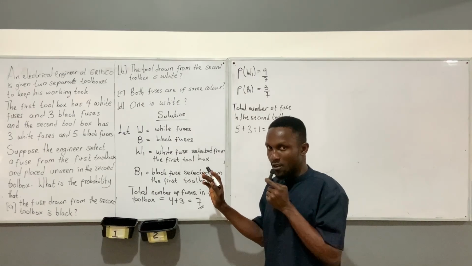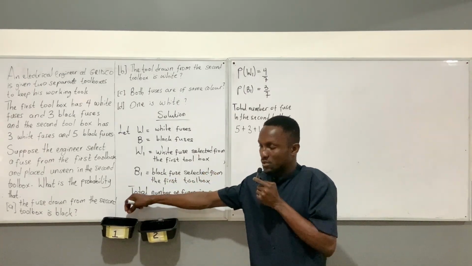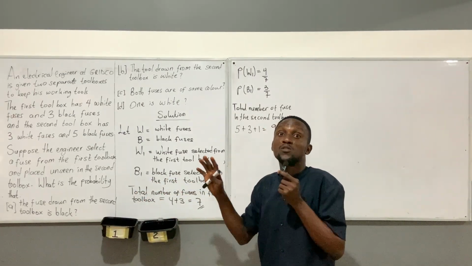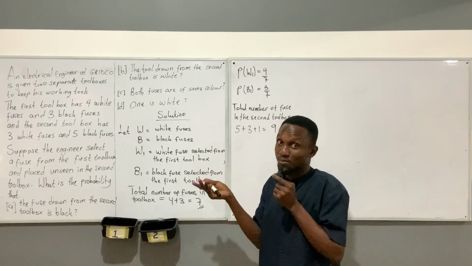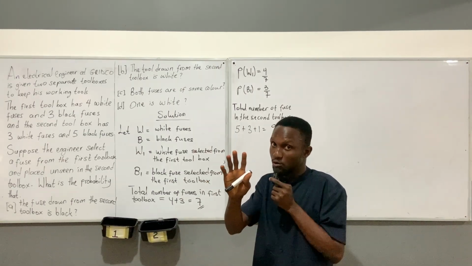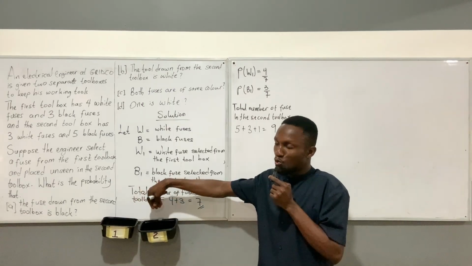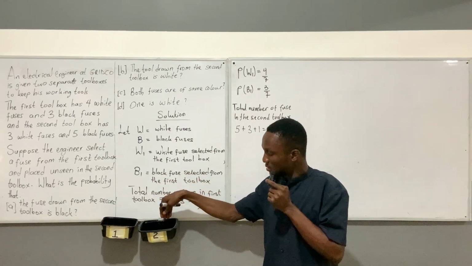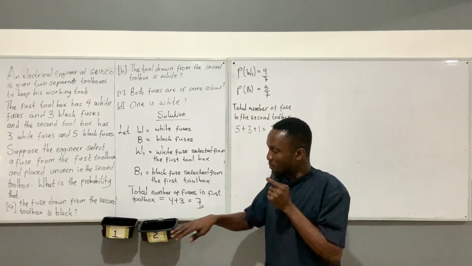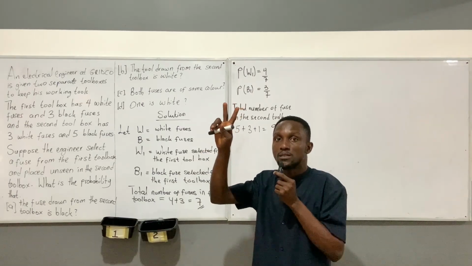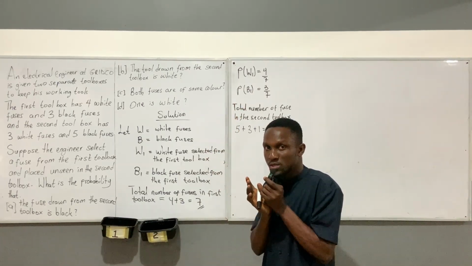Now listen very carefully. Because I picked a fuse and dropped it here, and we are all assuming I did not see the fuse, whether it was black or white, I don't know. Assume that you also don't know. Okay. Now, because we don't know the type of fuse we dropped in this box, we need to find the probability of this box in 2 ways. We are going to have 2 scenarios.